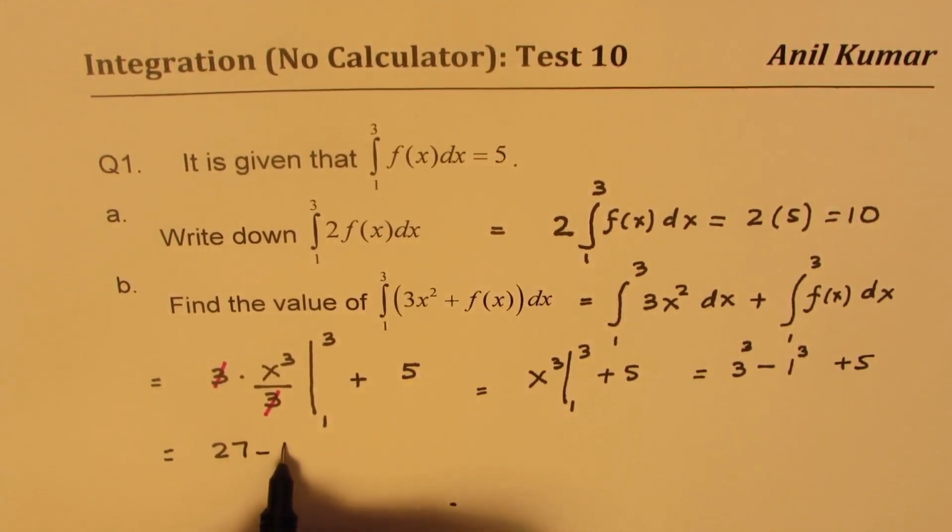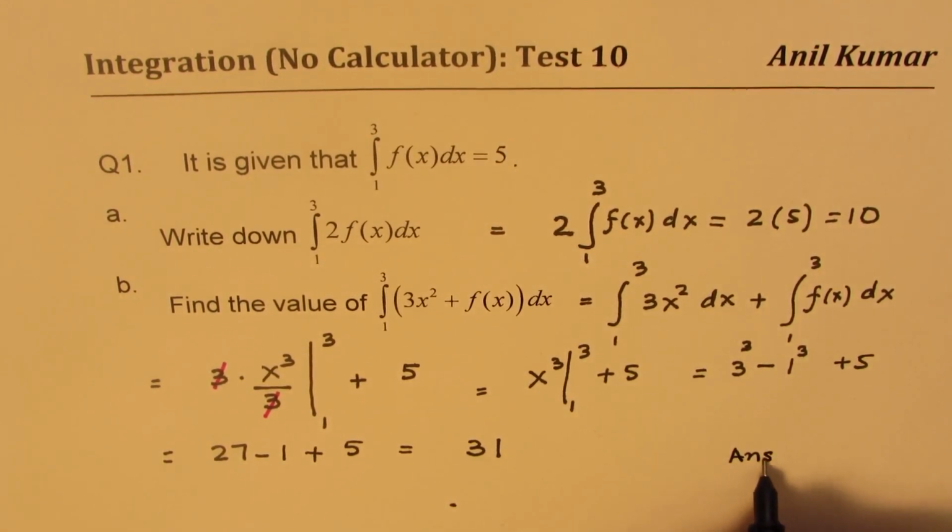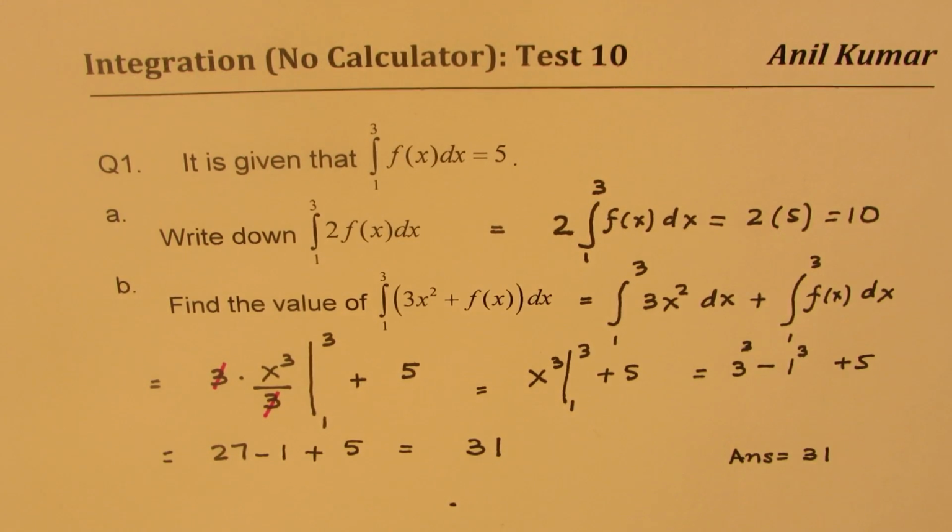So we get 27 minus 1 plus 5. So that gives me 26 plus 5 as 31. So our answer here is 31, right? So our answer is equal to 31. So that is how we are going to solve it. I hope the steps are absolutely clear.